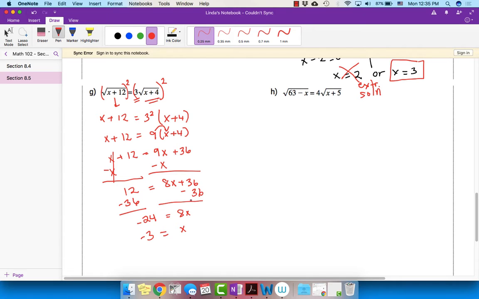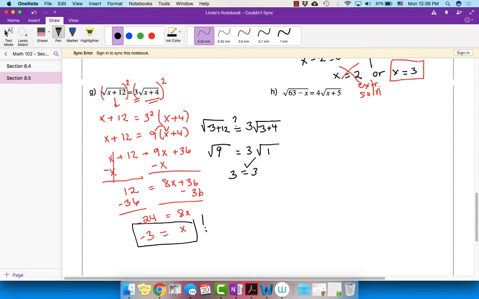Before I box the answer, let's go back and double check the work. If s is negative 3, I'm going to have negative 3 plus 12. Is that going to be equal to 3 times the square root of negative 3 plus 4? Well, let's find out. Negative 3 plus 12 is 9, and negative 3 plus 4 is equal to 1. The square root of 1 is 1, and 3 times 1 is 3. The square root of 9 is also 3. So that works. This is my answer.